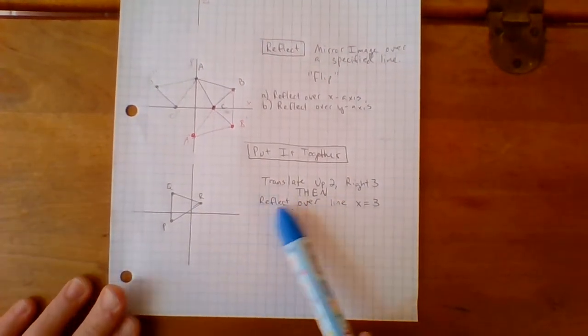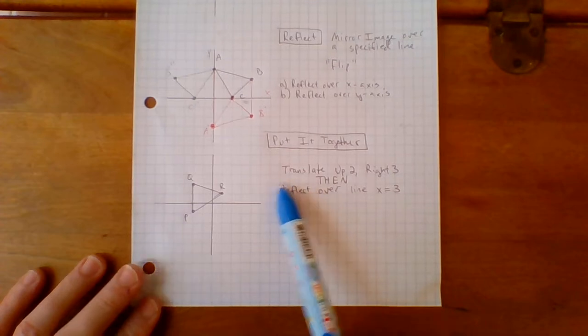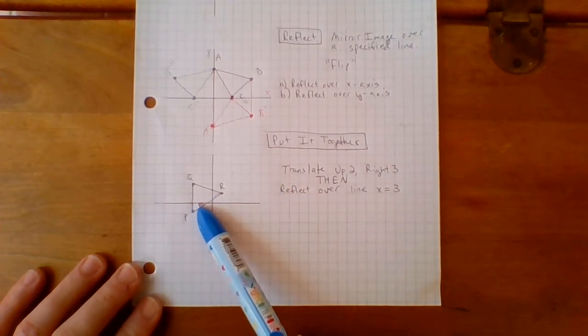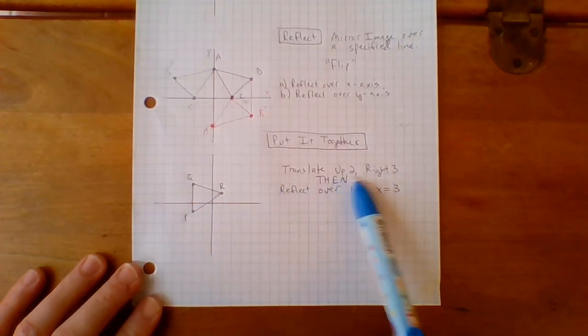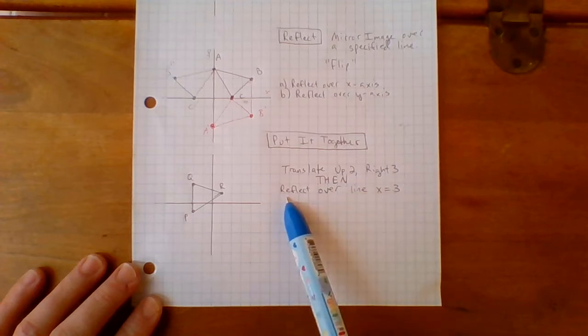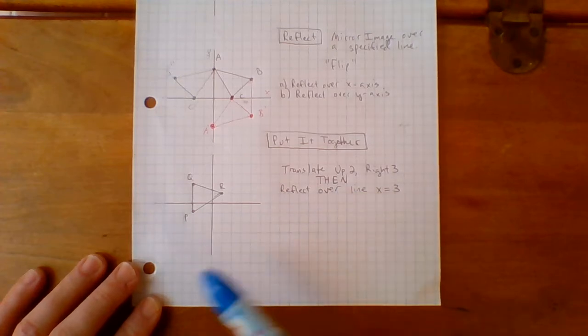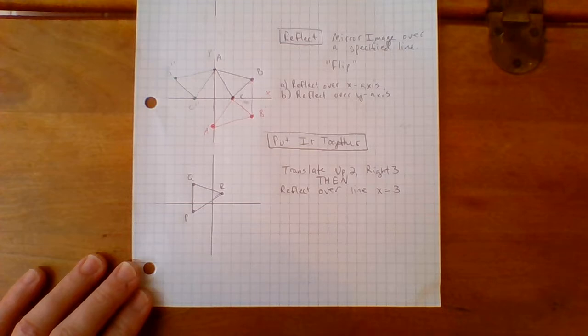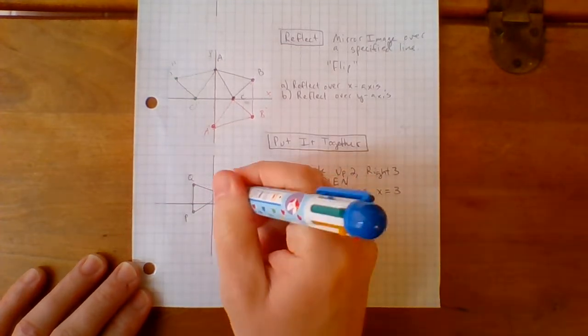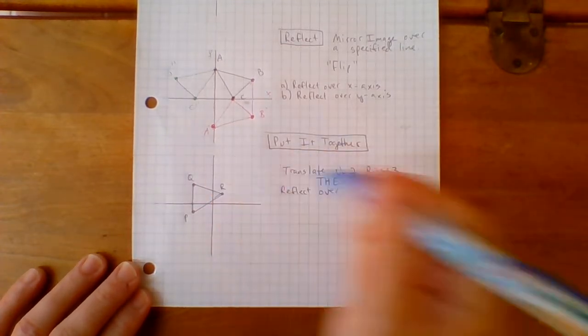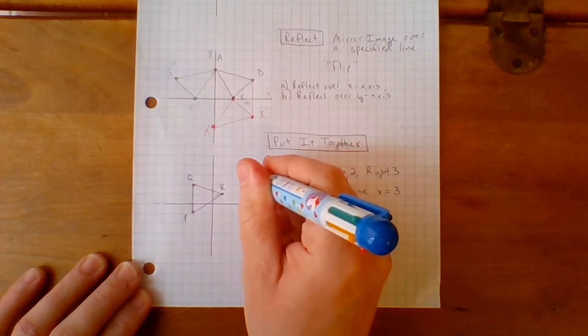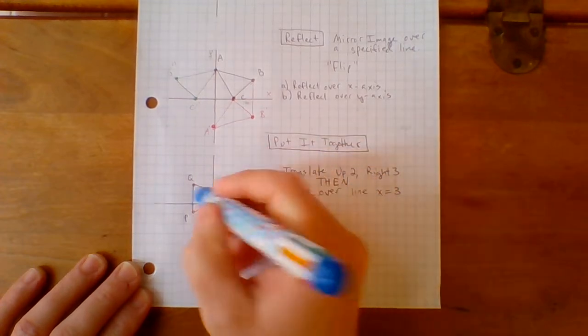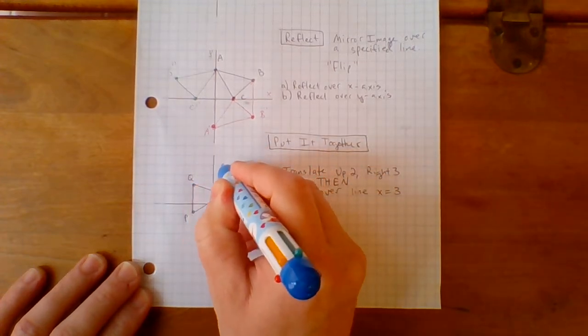All right, and so I have to do just one more thing here. I want to put some of these ideas together. First, we're going to take this triangle PQR, and we're going to translate it up 2 and right 3. But after that, I want to reflect it over the line x equals 3. So I'm going to do the translation first. I'm going to take each point and move it up 2 and right 3.